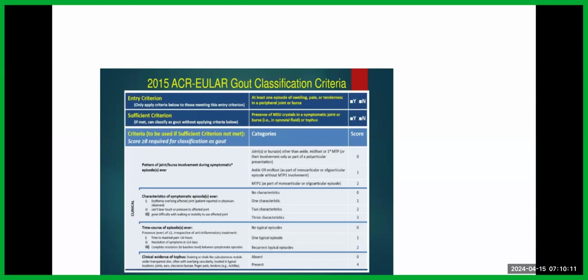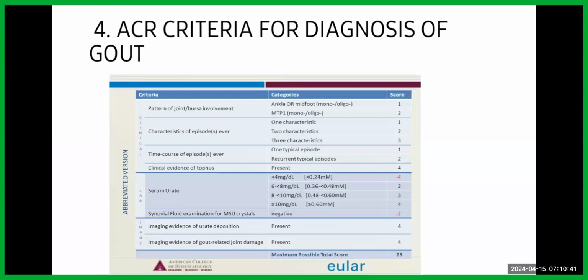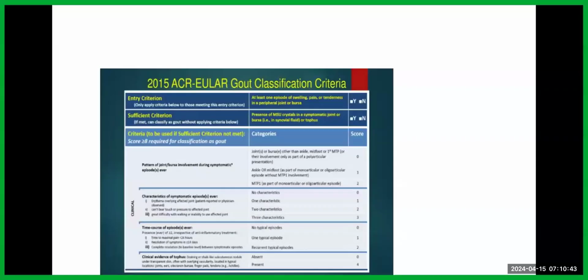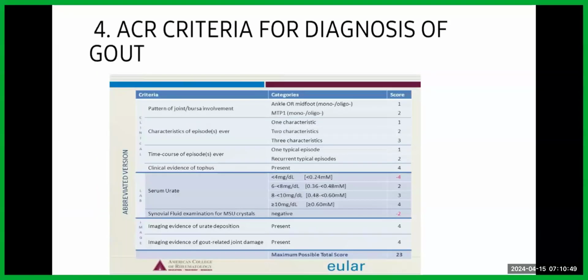What is that sufficient criterion? If you can detect monosodium urate crystals in a symptomatic joint or bursa, that is enough to diagnose a patient with gouty arthritis. However, if you cannot do that and you only have 1 episode of swelling, that means you have the entry criterion. You need other criteria. You need to have a score of 8 or more from the clinical and radiological features to make a tentative diagnosis of gouty arthritis. Let's go back to this, because this one is only the clinical. I could not bring out the radiological, which I can do because it's more explainable. But we can use this one for now.